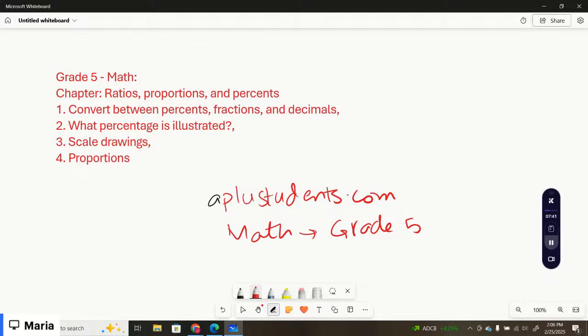We're going to start with the chapter ratios, proportions and percents. The lessons we're going to cover today are convert between percents, fractions, and decimals; what percentage is illustrated; and scale drawings and proportions. So please make sure you have your notebook and pencil so that you can note down the important examples and definitions as well.